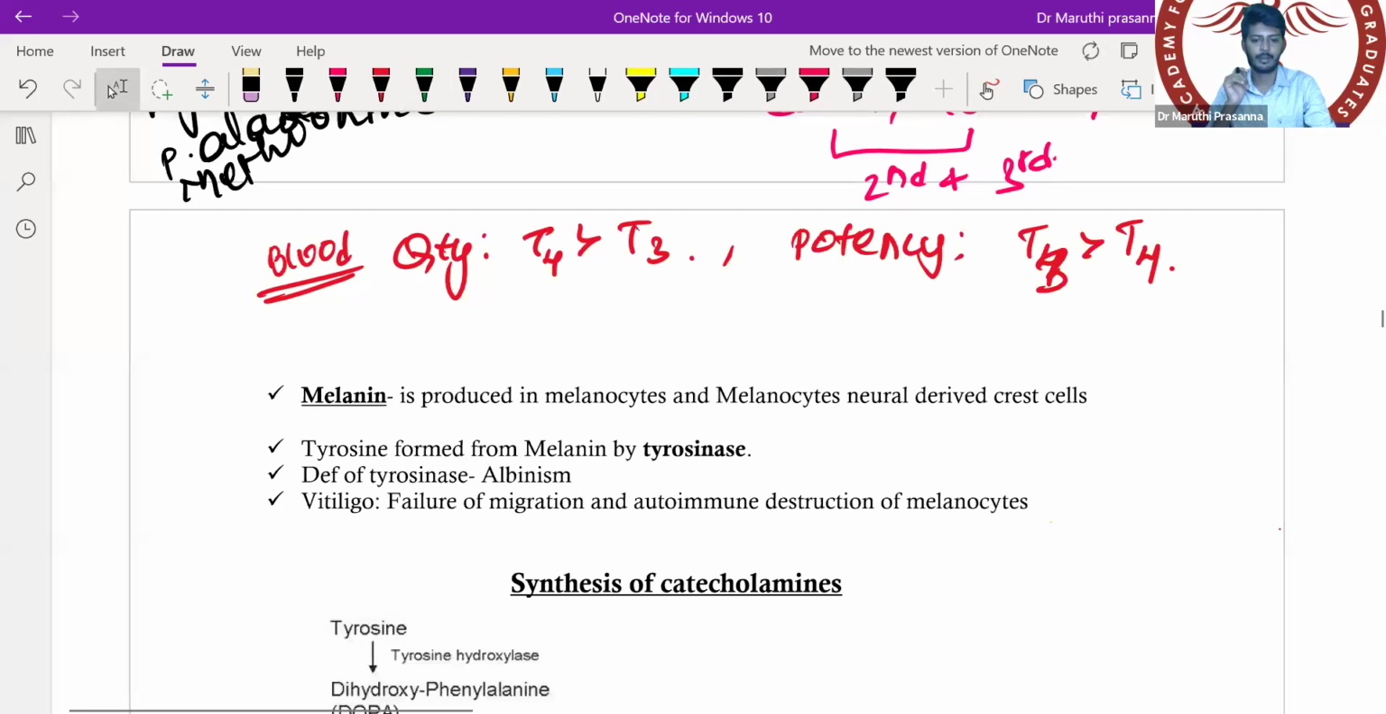Guys, somebody's phone is unmuted and you are going near some TV. I think it is creating noise. Please look into that.